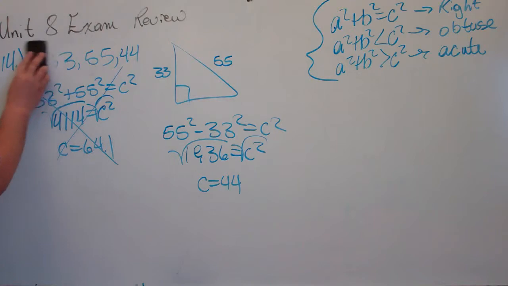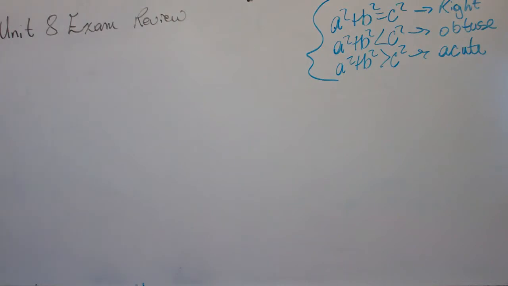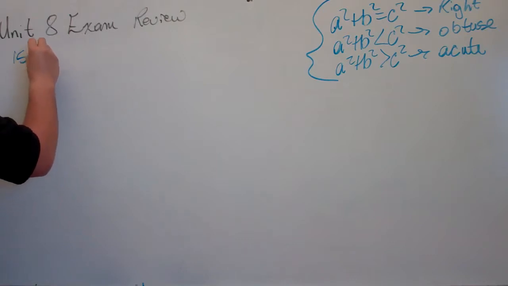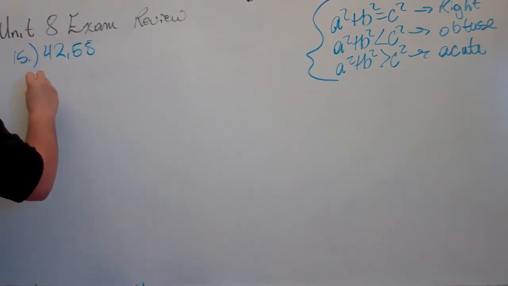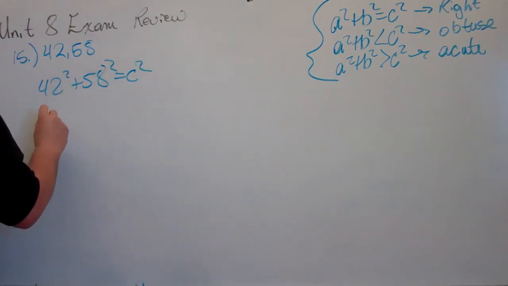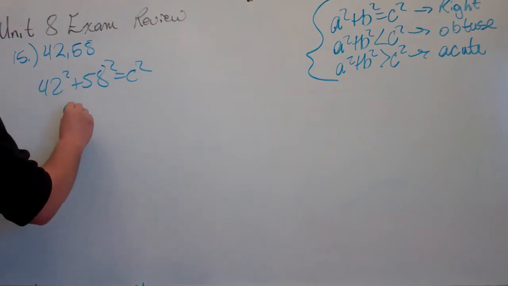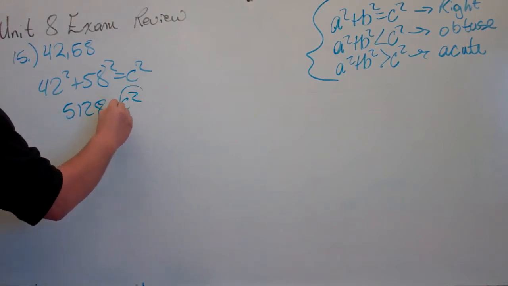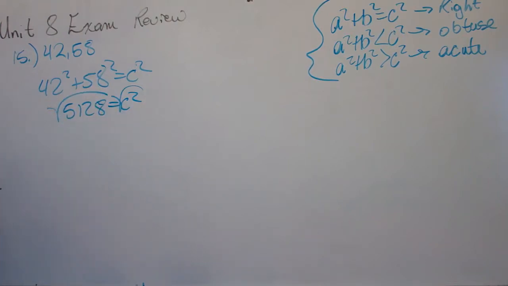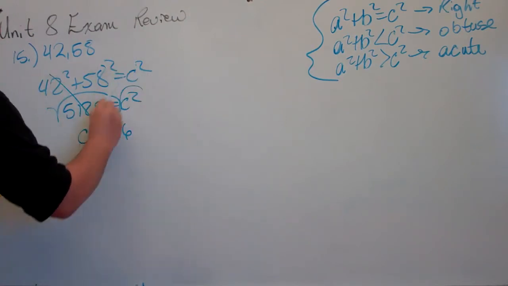Alright, now let's do 15. For speed's sake, to try not to make this video super long, I'm not going to draw a picture for 15 and 16. We have 42 and 58. So let's do 42 squared plus 58 squared equals c squared. 42 squared plus 58 squared is 5,128 equals c squared. Take the square root, and you get c equals 71.6. Well, that doesn't work either.